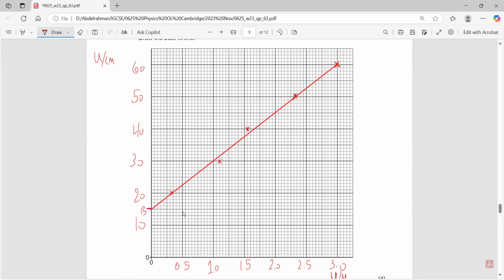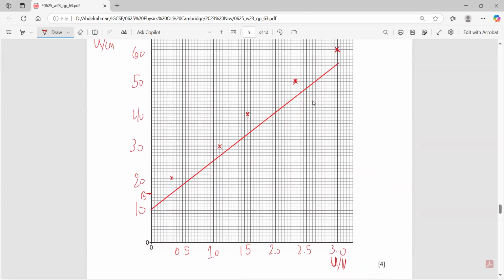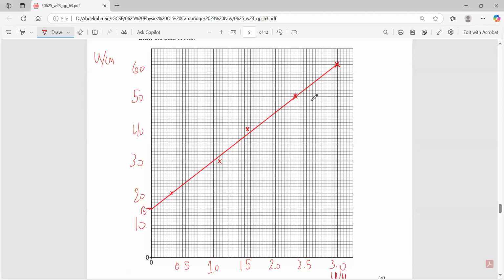Can I find the gradient? Yes, I can find the gradient. It's y2 minus y1 over x2 minus x1, but I have to draw the triangle method.